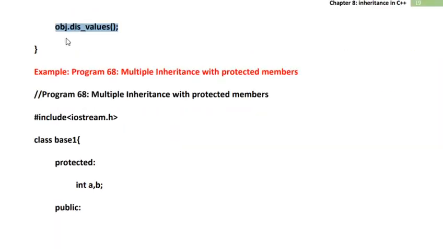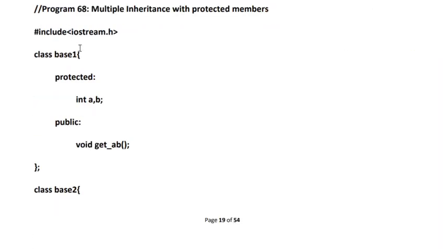Now let us consider the second example. I've made a modification to the same program wherein I've placed the data members in the protected section and the member function in the public section. So here as well, I have two base classes, base 1 and base 2. In base class base 1, I place the data members A, B in the protected section, and I place the member function getAB in the public section.